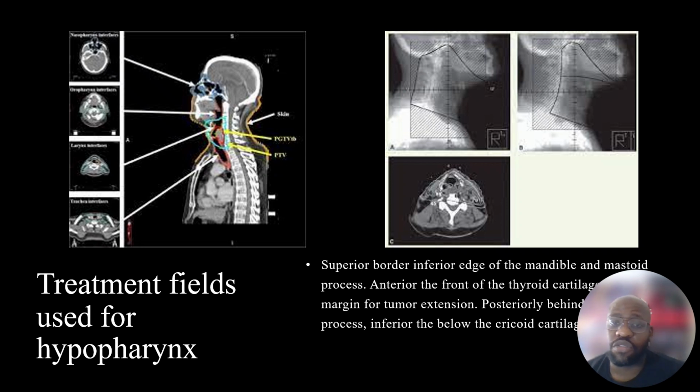It just depends on the tumor extension in the sense of the posterior portion of this field, but if you have negative margins, it's the front of the vertebral body. If you have positive margins, it's the posterior end of the vertebral body. The inferior border is the cricoid cartilage.